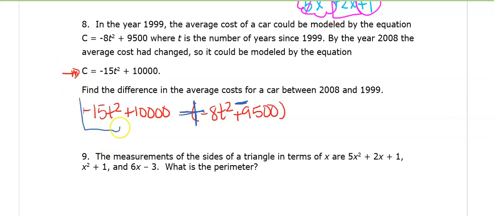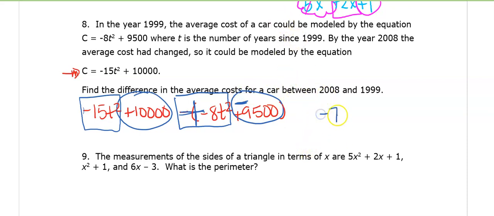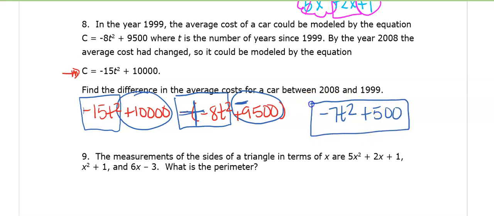We're then going to combine our like terms. So I have a negative 15 and a minus 8, and then 10,000 minus 9,500. So negative 15 plus 8 is negative 7t squared, and 10,000 minus 9,500 is 500. So this is the answer. This is the difference between the 2 years. So the depreciation, if you will. And it is a minus. That works out well.